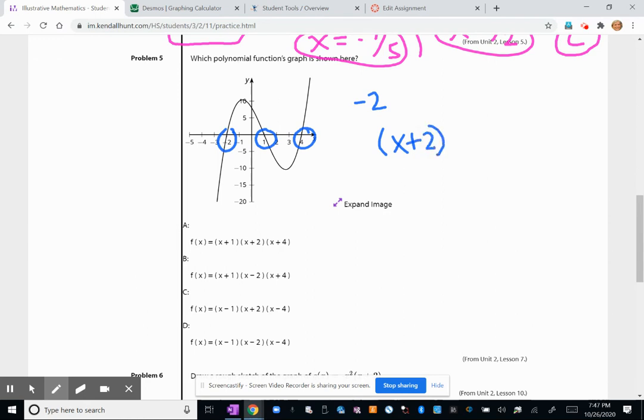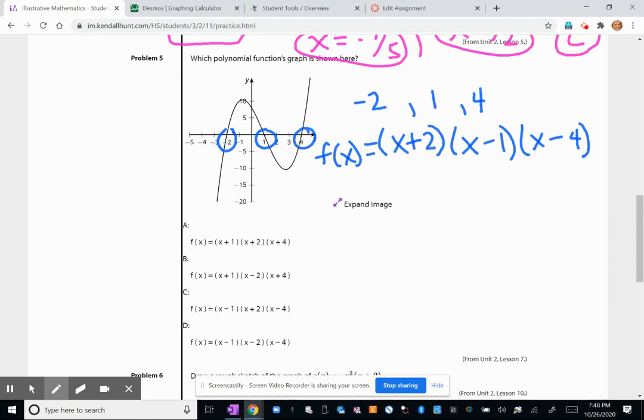And then the 0 of +1, that comes from a factor of x minus 1. And the 0 of +4, that comes from a factor of x minus 4. So if I put an f of x in front of this and equals, then I have the equation of the polynomial whose graph is shown.